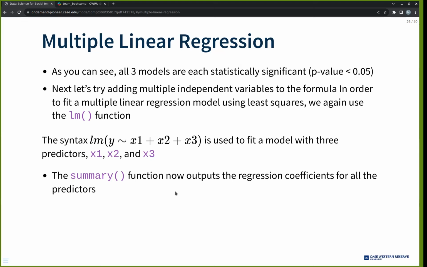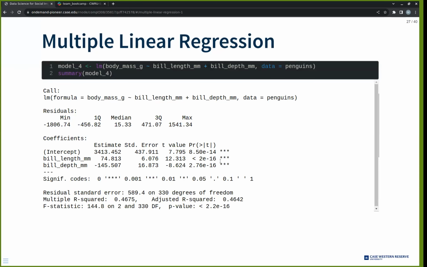And now the summary function will output the regression coefficients for all the predictors, not just the one, because it has more than one predictor now. So moving on, model 4 will try to predict body mass with bill length plus bill depth. We are using two variables together, and then we print out the summary. You see the call formula, the residuals, the coefficients, and the residual standard error and the adjusted R square.